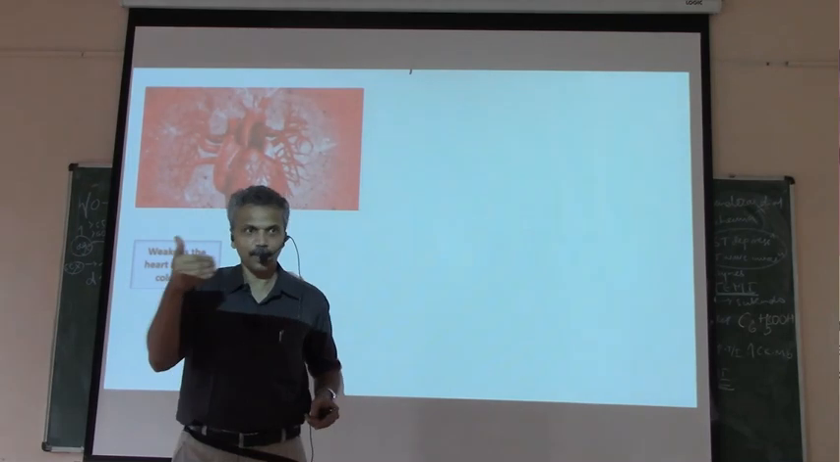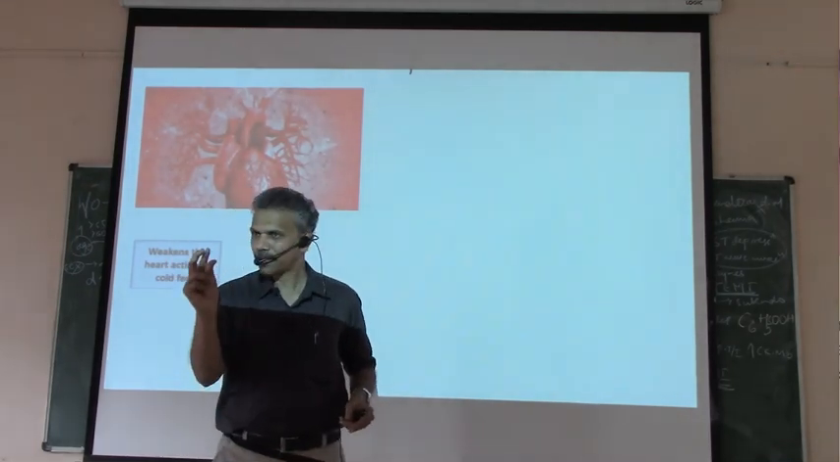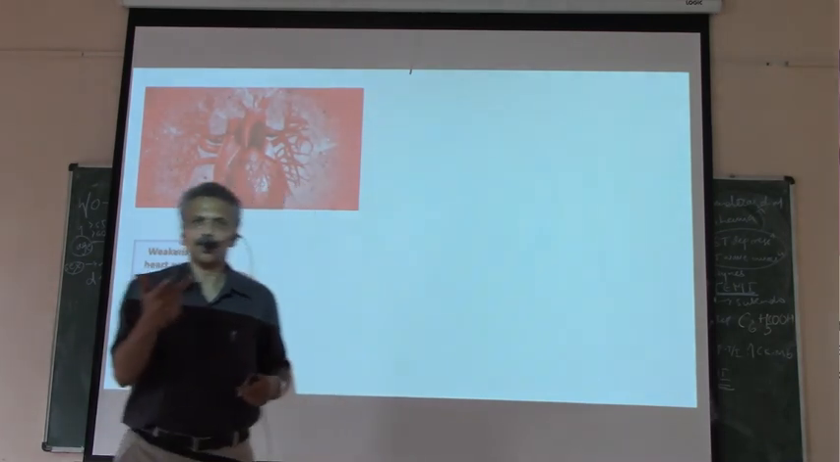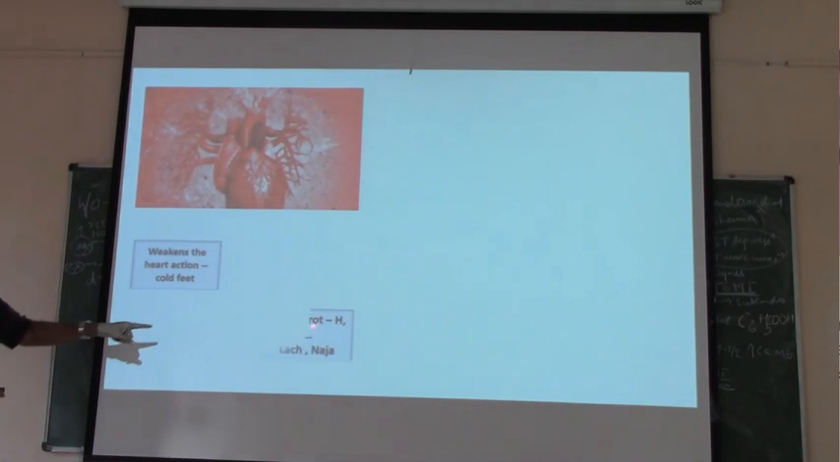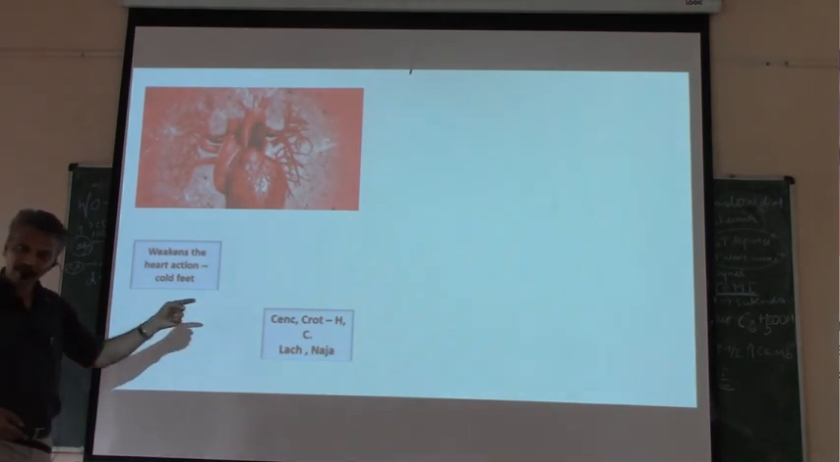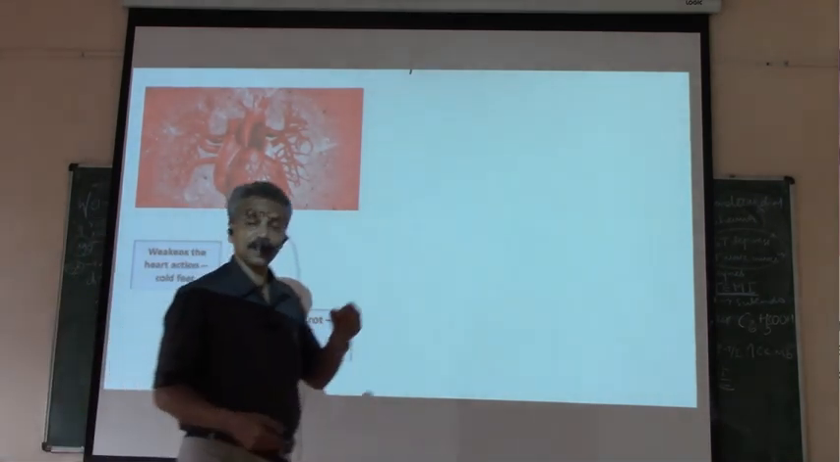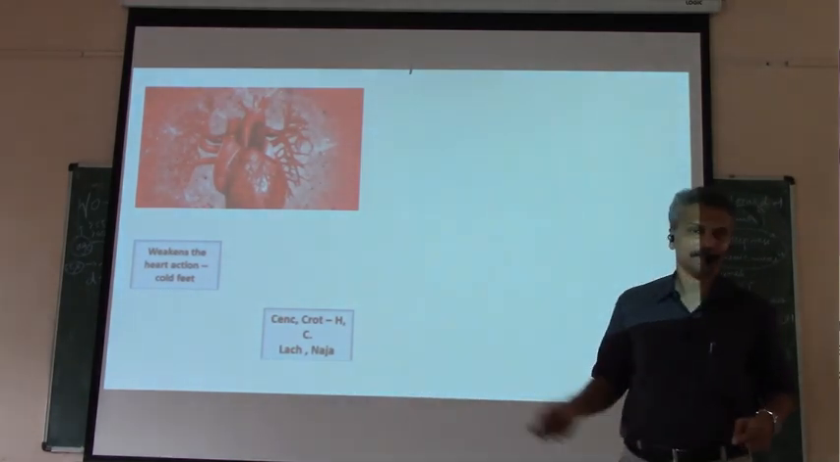So please make use of the clues that they are giving for us. Naja and lachesis are the topmost remedies, but there are also other Ophidias which can affect the heart. Cenchris, Crotalus horridus, Crotalus cascavella are a few more Ophidias which affect the heart.